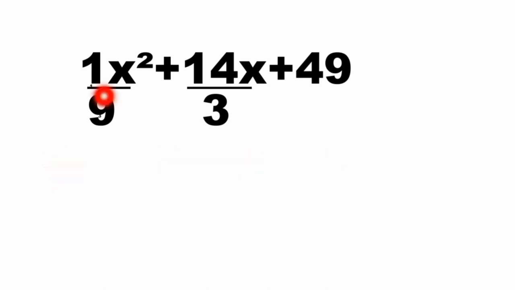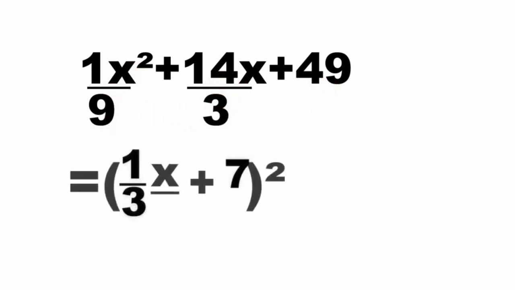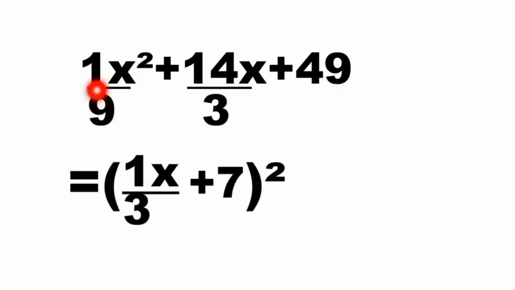So the factor of 1x squared over 9 plus 14x over 3 plus 49 is equal to the square root of 1 over 9, or 1/3, x squared is x, and the square root of 49 is 7. So the answer is the quantity 1x over 3 plus 7, squared.